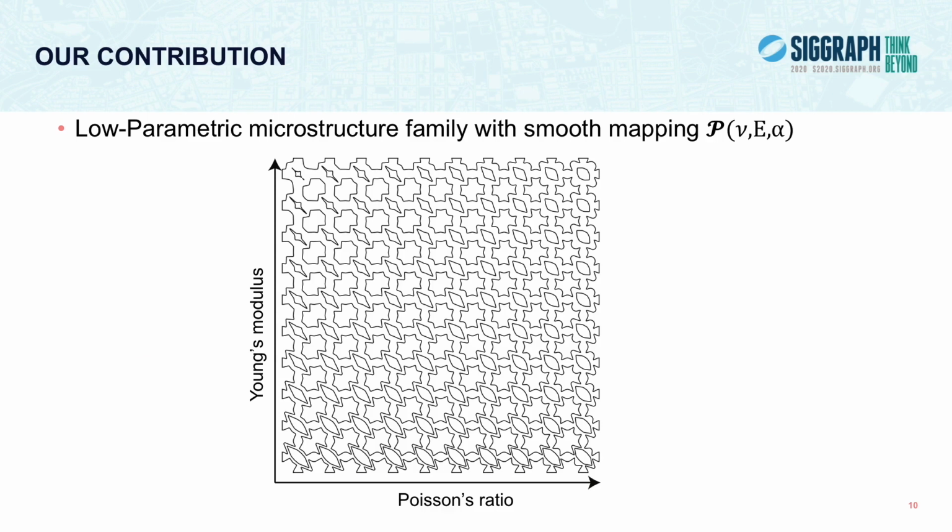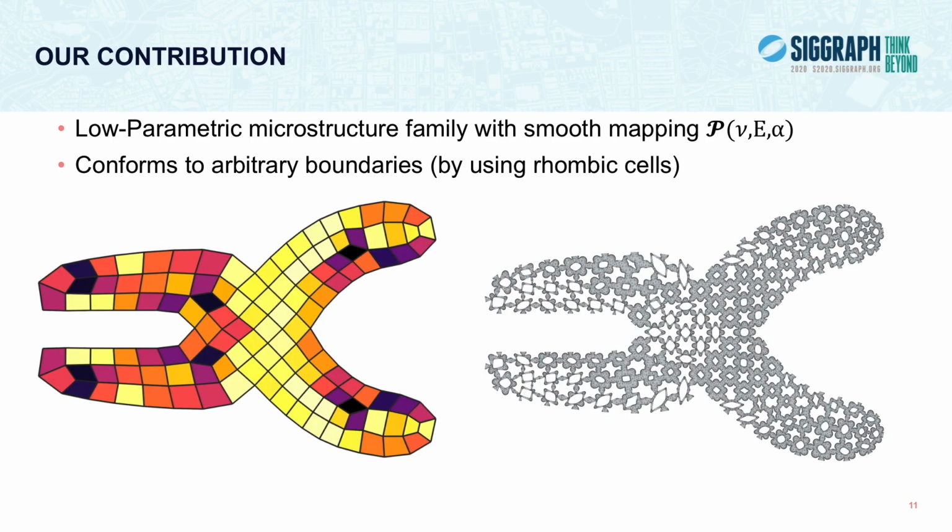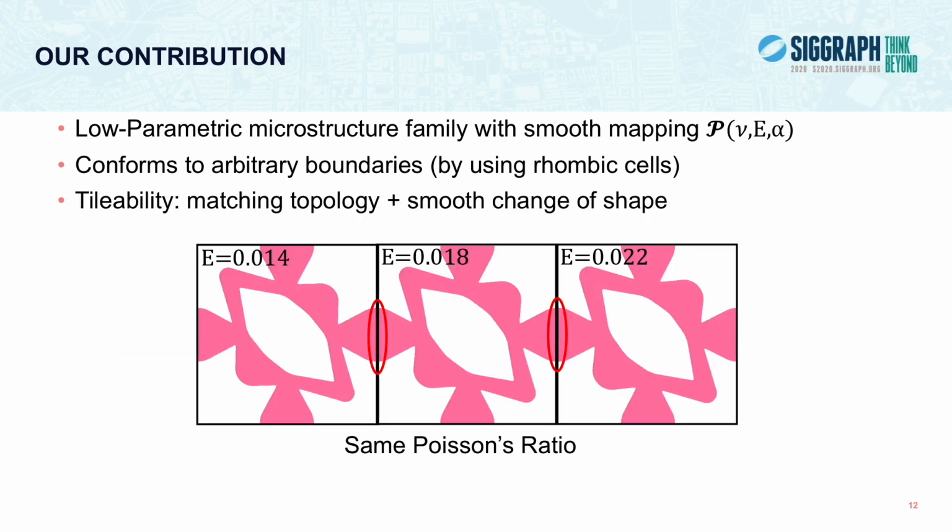Notice how the microstructure geometry changes smoothly according to the Poisson's ratio and Young's modulus. Moreover, our framework is able to conform to arbitrary boundaries by approximating each quad to rhombic shapes, adding flexibility. We also guarantee tiling by using patterns with same topology in all cells and by smoothly changing the boundary node thickness when varying material. Observe how, in the example, a small change in Young's modulus leads to a smooth change in the shape.